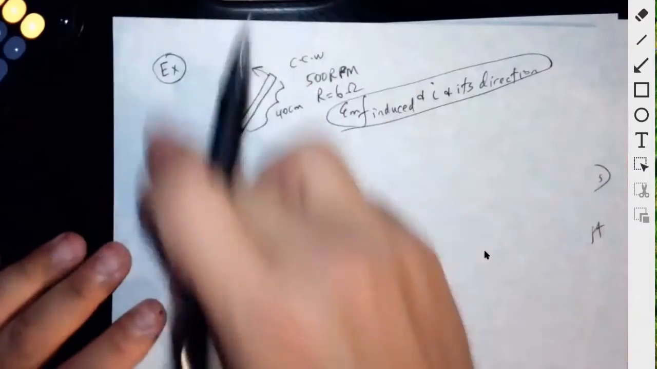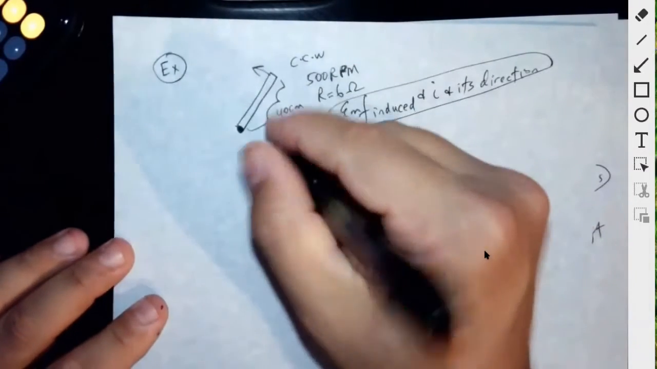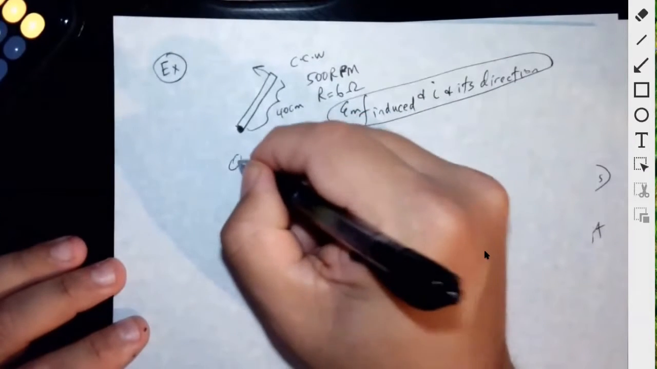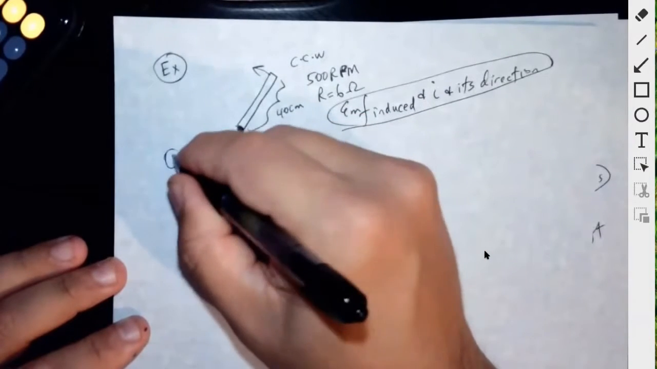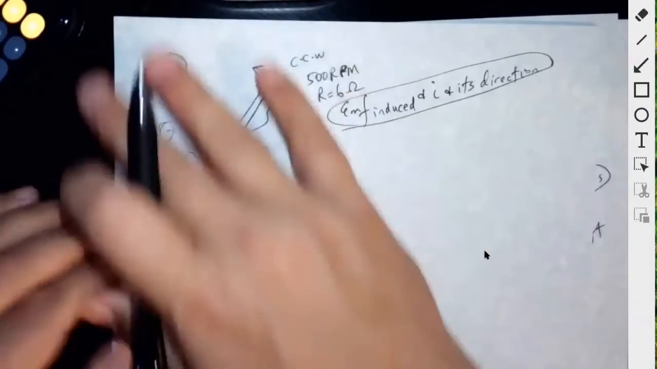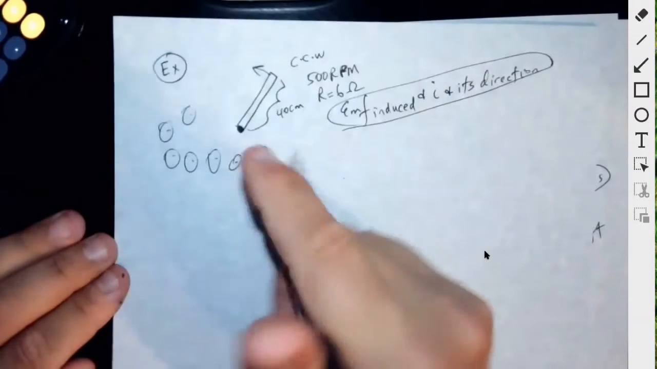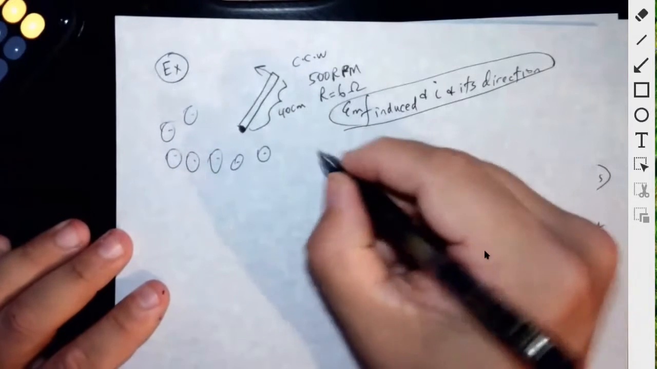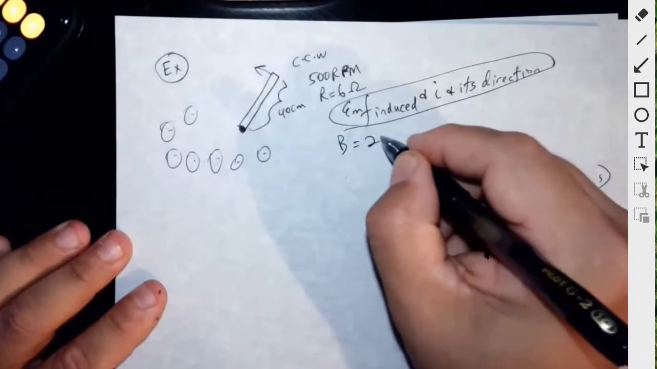And of course, I'm assuming that in this region there's a B field, either out of the board or into the board. Let's say the whole region is full of magnetic field, out of the board, and the magnitude is 2 Teslas again.